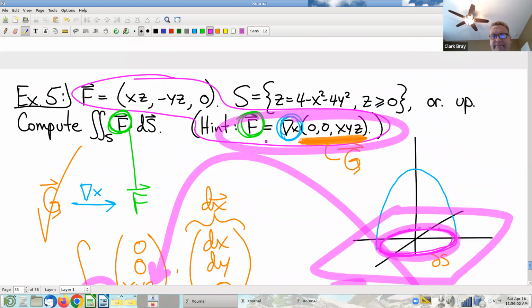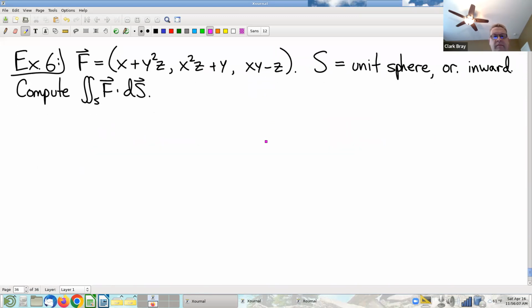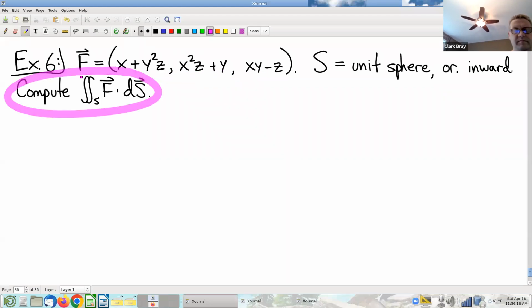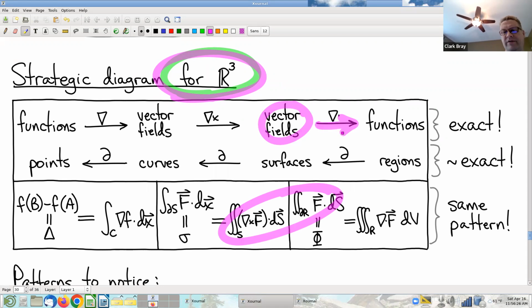Okay. All right. Last example. Again, in 3 dimensions. Again, we're computing a flux. So going back to our diagram, again in 3 dimensions, again we're computing a flux. So whatever our vector field is, we're going to compute the divergence just because it says so and because it's likely to be useful.